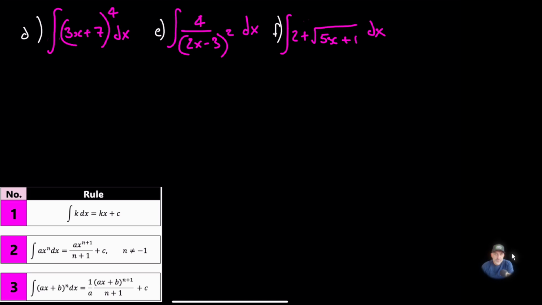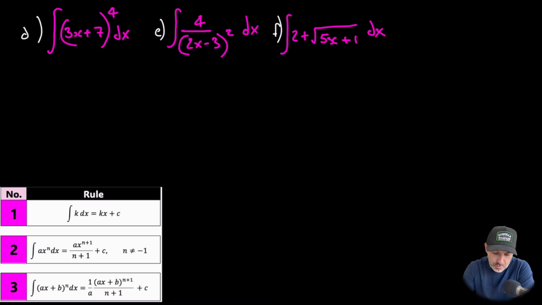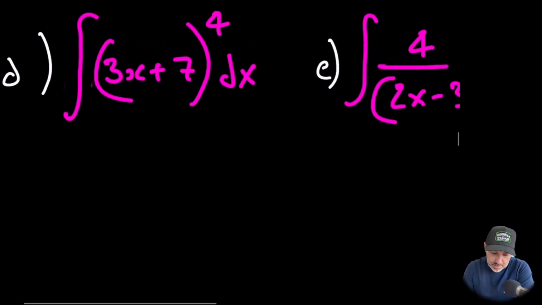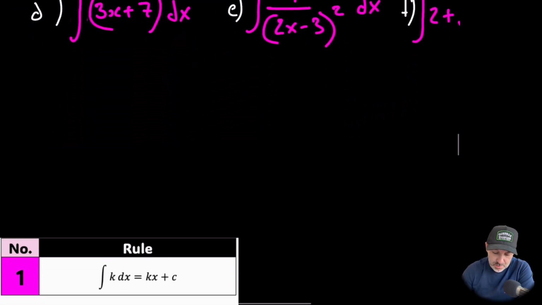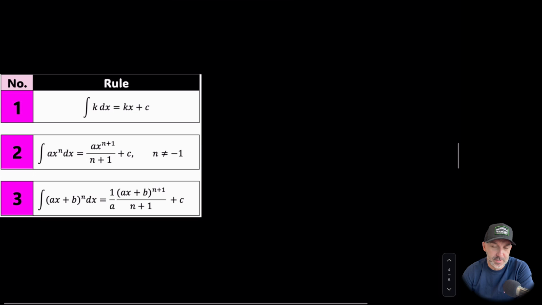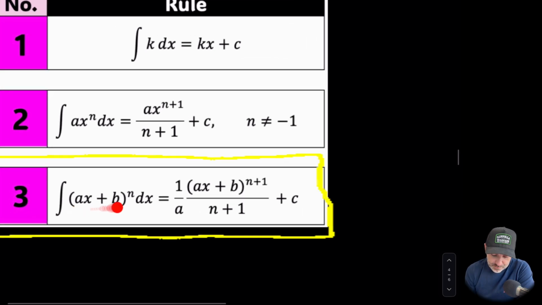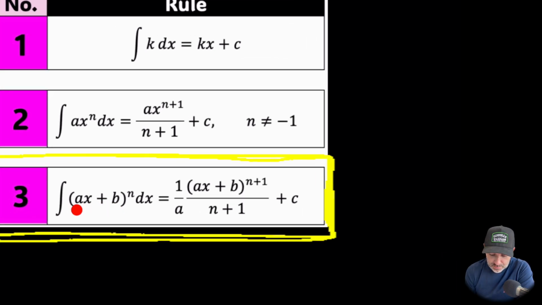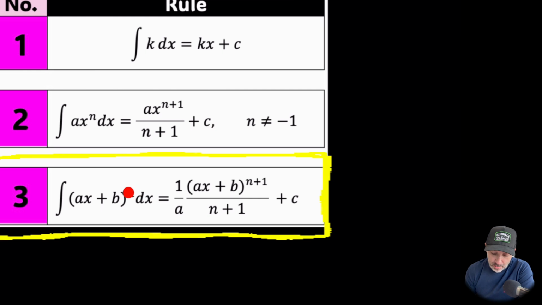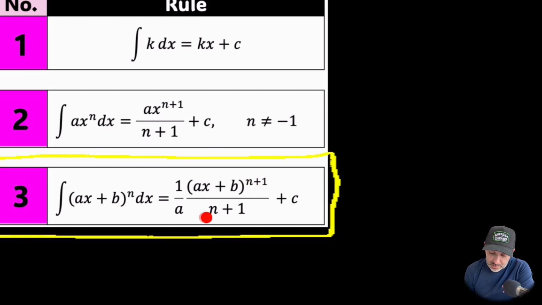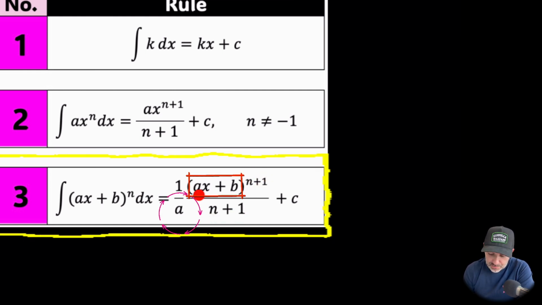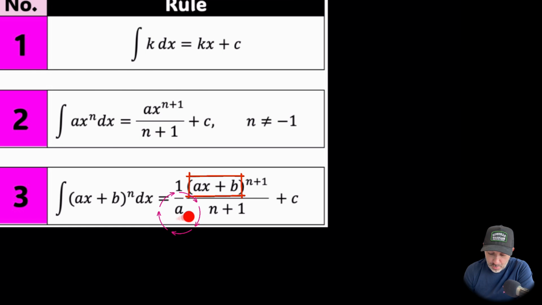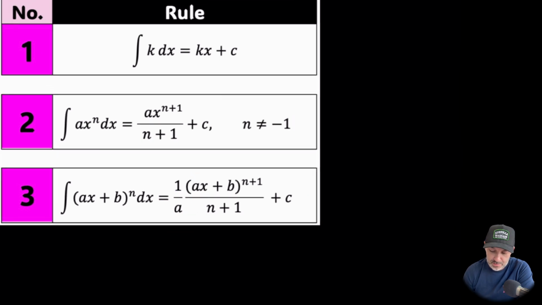Alrighty then. Let's have a look at 3 more problems, D, E, and F. We have an expression here, 3x plus 7 raised to the power of 4. Now, we don't want to expand that bracket, but we want to use one of our rules. So let's go down here and have a look at rule 3, where it says if we have a bracket, or parentheses, raised to a power, we can add 1 to that power, divide by the new power, and also divide by the derivative of the bracket. That's very important, then plus c.